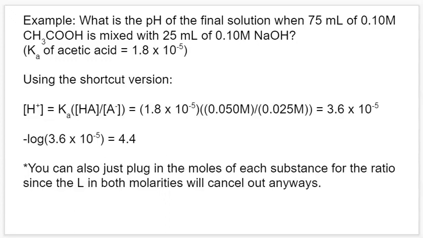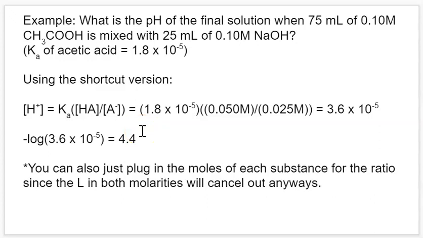Now, if we use the shortcut version instead, the hydrogen ion concentration would be equal to the Ka of the acid over the conjugate base. And that's going to be 1.8 times 10 to the negative 5 times 0.05 over 0.025. Remember, it is flipped upside down now here. That's going to give us 3.6 times 10 to the negative 5 for the hydrogen ion concentration. And then to turn that into a pH, we just negative log it at the end, and we end up with 4.4. So we get the same answer by using the shortcut method.